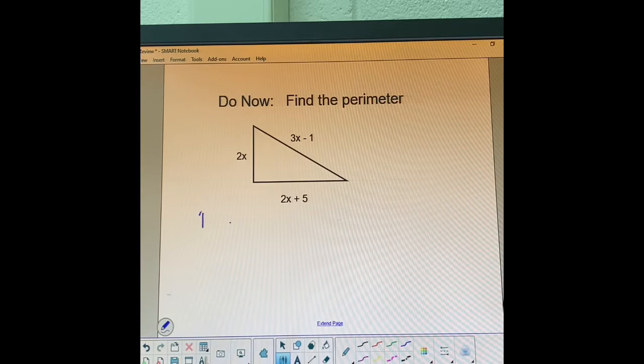Today we will be reviewing. First question, find the perimeter. Add up all the sides, combine like terms. The perimeter is 7x plus 4.